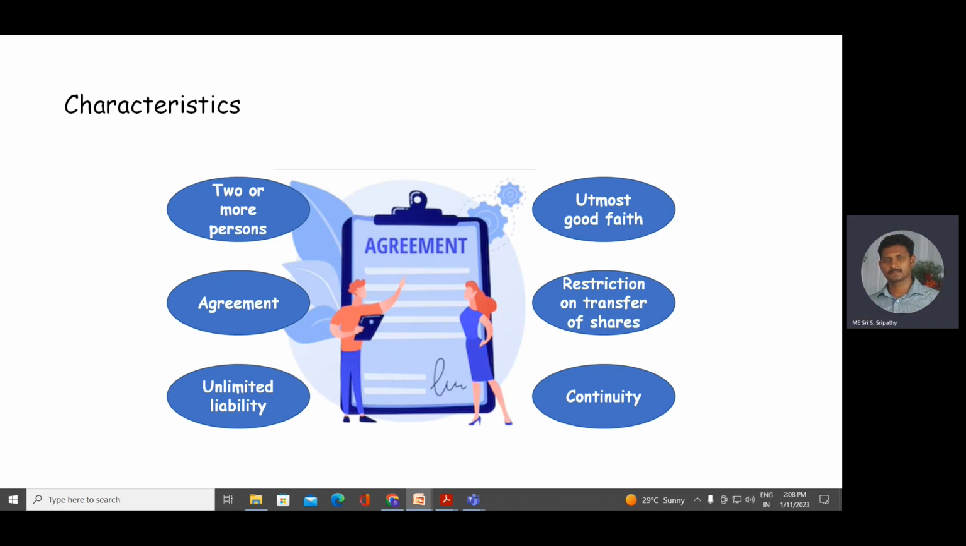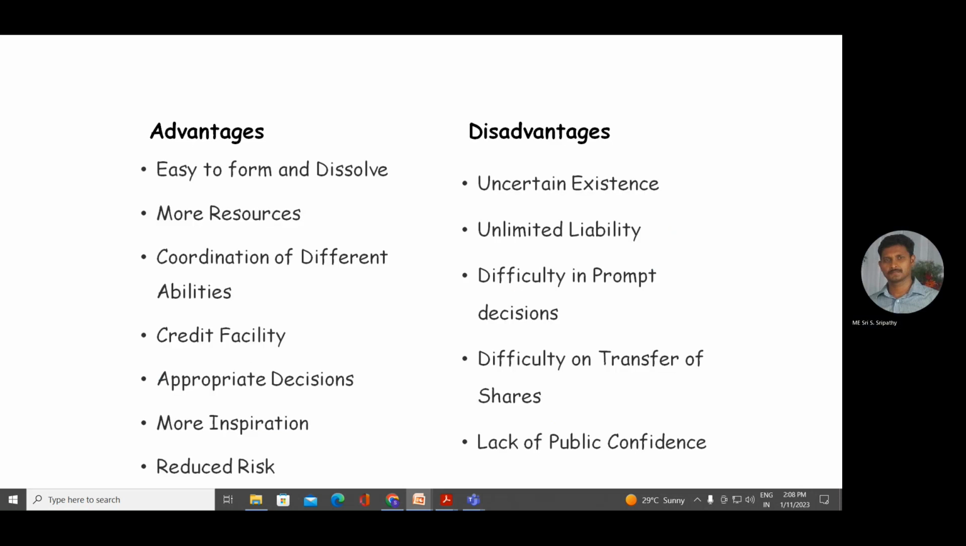Two or more persons, there should certainly be an agreement between the partners, unlimited liability, utmost good faith is the main characteristic in partnership, restriction on transfer of shares, and continuity. The advantages are ease to form and dissolve, more resources, coordination of different abilities, credit facilities, appropriate decisions, more inspiration, reduced risks. You can find here the advantages as stated.